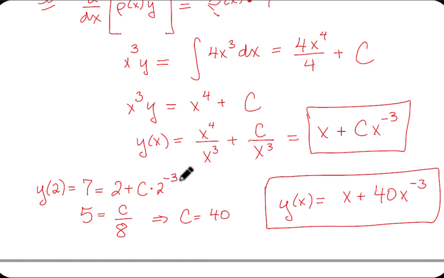2 to the minus 3 would be 1/8. So I get c over 8 is equal to 5. And so c is 40. And so we get our solution for y of x. And this is basically valid when? Well, my initial condition was at 2, so x greater than or equal to 2.